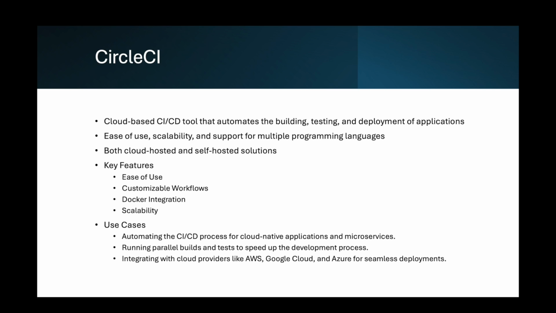Some of the use cases include automating the CI/CD process for cloud-native applications and microservices, running parallel builds and tests to speed up the development process, and integrating with cloud providers like AWS, Google Cloud, and Azure for seamless deployments. One example can be a Circle CI pipeline can be used to automatically build and test the Node.js application in a Docker container and then deploy it to a cloud environment.